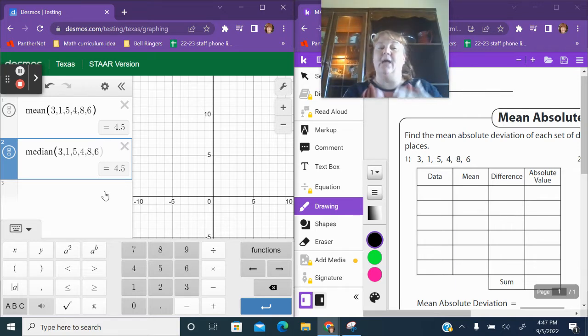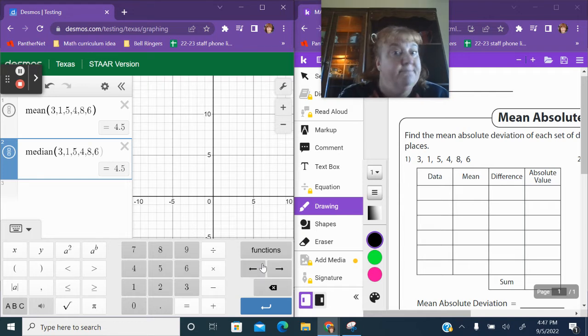Okay. Now how to do the MAD. There's not a button that you can just push and say MAD. There is on the non-star version, but there is not on the testing version because they want to make sure you know how to do this. Again, use the testing version because if you don't, you will not be ready for the test. Okay, so how do I find the MAD then?